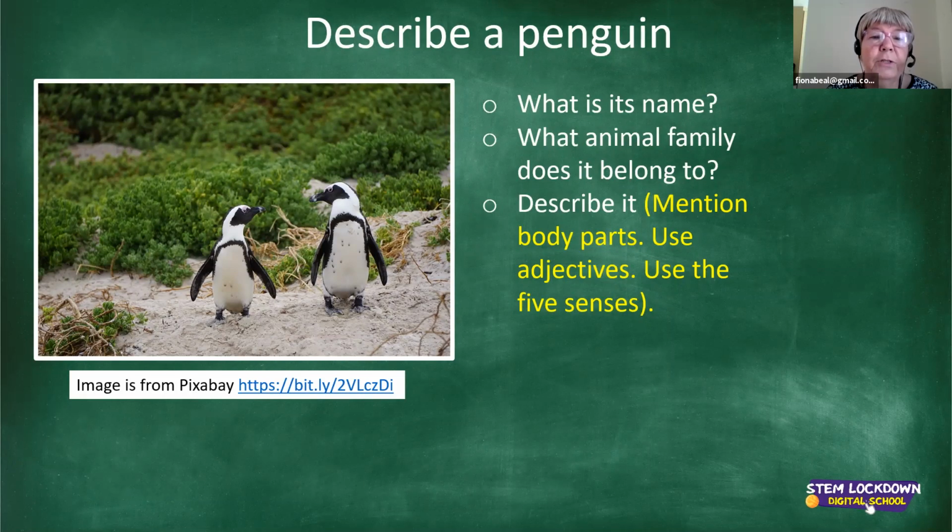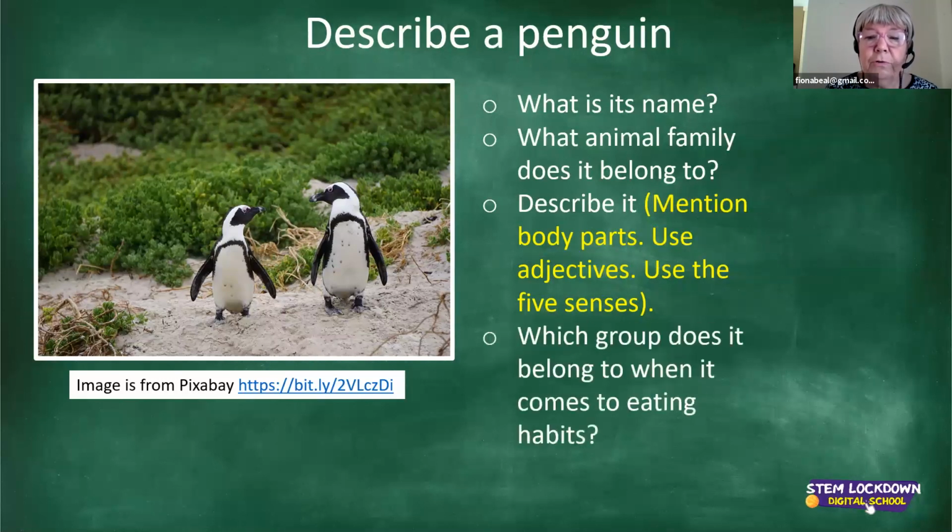You talk about what you can see. If you had to feel it, what would it feel like? If you had to touch it, if you had to hear it calling, what would it sound like? You can't always use all five senses, but you can usually use at least three of them. And then you mention which group it belongs to when it comes to eating. We did all that yesterday. Remember, some animals are carnivores, some are piscivores, some are herbivores. Right, I'm going to give you a minute, and then I'm going to ask you to raise your hand if you'd like to do an oral description of a penguin.